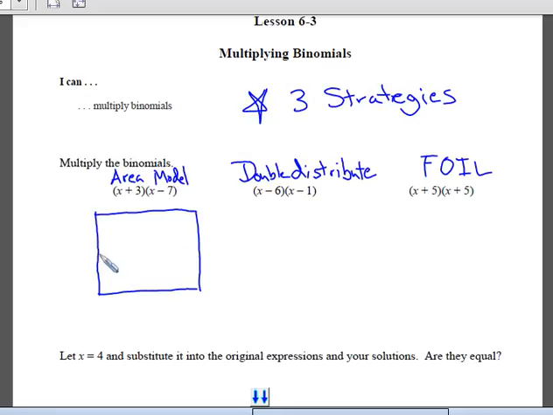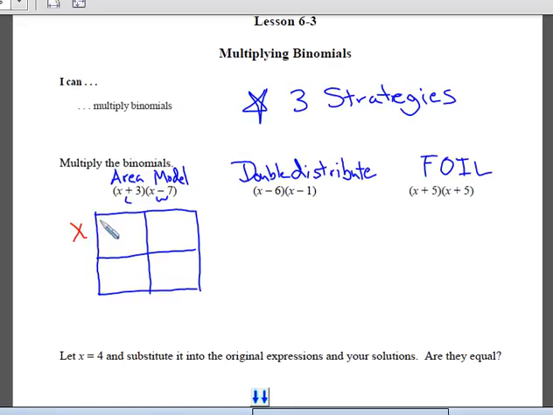The area model is basically a box. We draw a rectangle, and we treat the 2 binomials like a length and a width. And we find the area. Length times width gives you the area. So since it's a binomial, I'm going to cut the length in half, not perfectly, and then the width in half. And I have my x. Actually, let me use a different color for this so you can see what I'm doing.